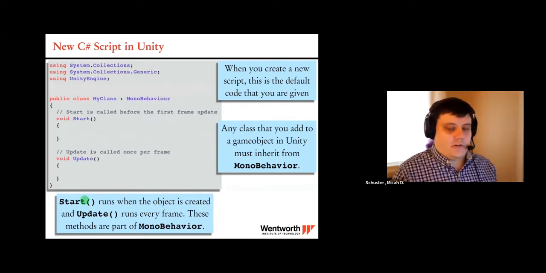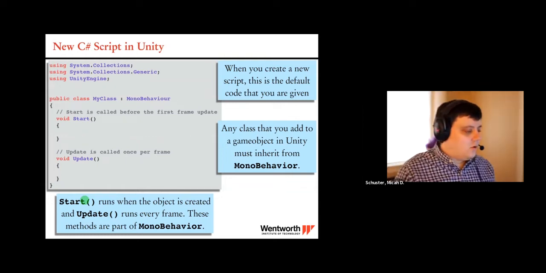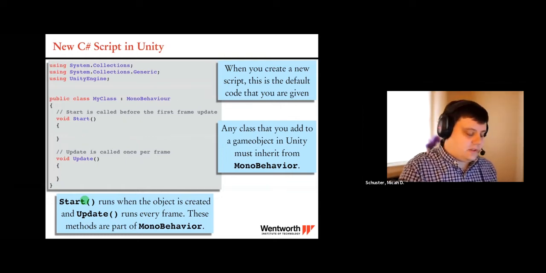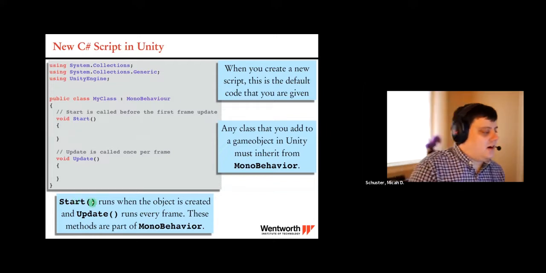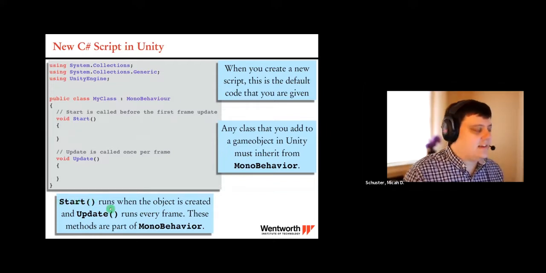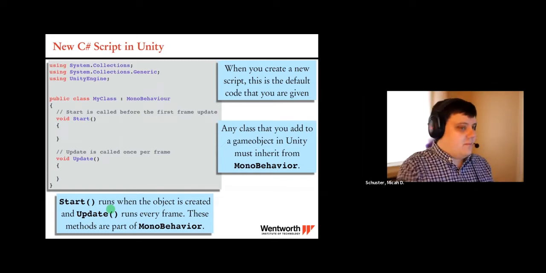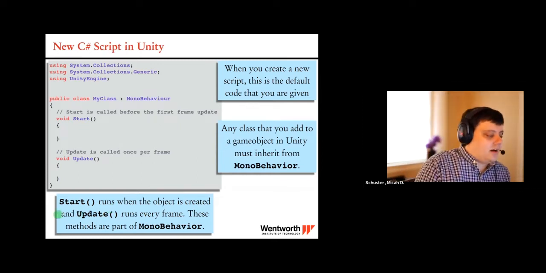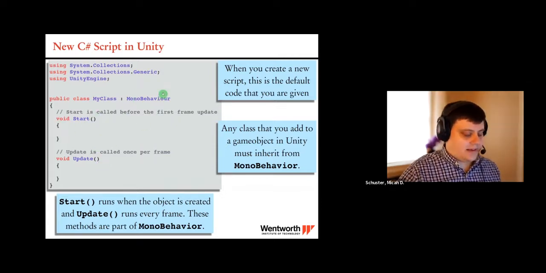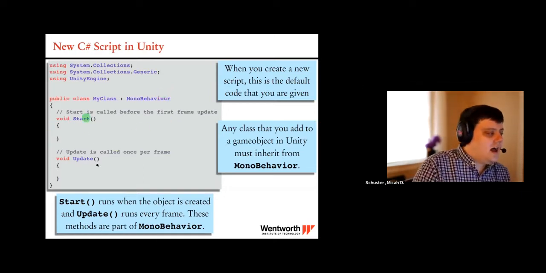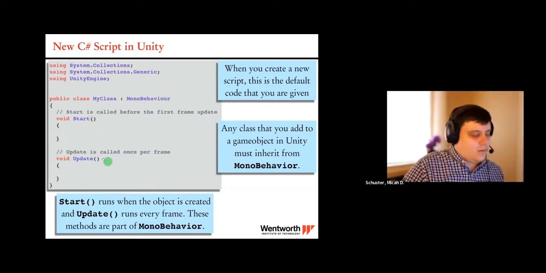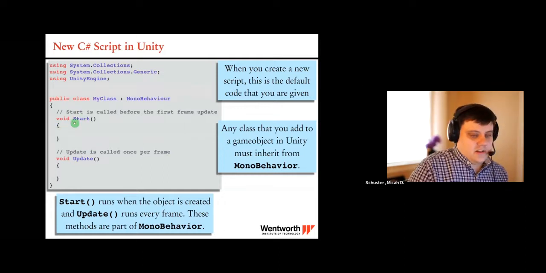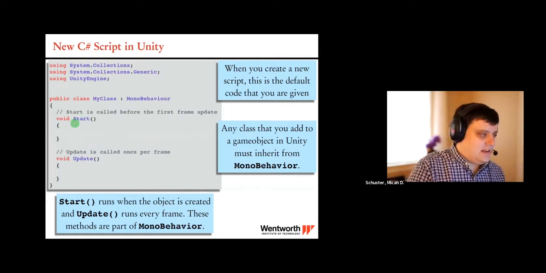Start runs when the object is created. This can be either created when the game starts or when you instantiate an object. We'll talk more about instantiation later on. But Start is the first thing that runs. There is another function called Awake that can run beforehand, but we'll talk about that later on. Update runs every frame. All of that you can think of as being part of MonoBehaviour, although there's some technical stuff in the background that I mentioned earlier. So Start and Update are what's given to you right away. Start runs as soon as the object is created, and Update is run every single frame.